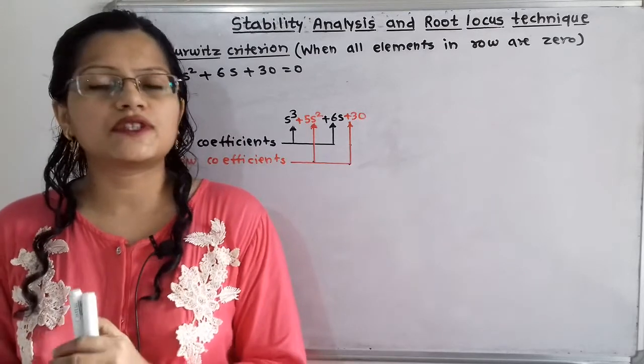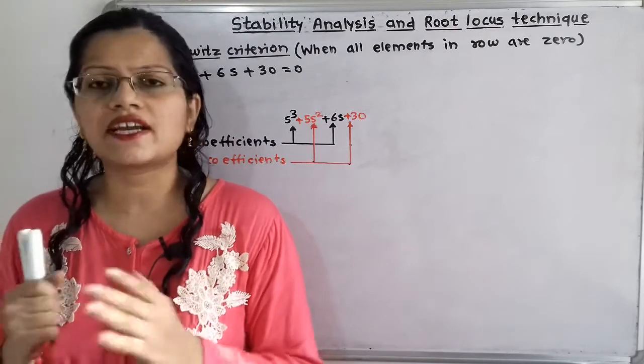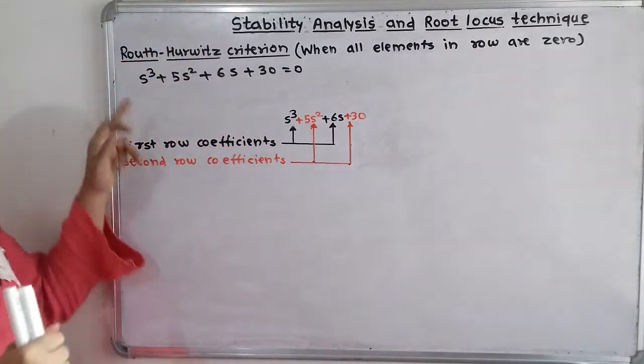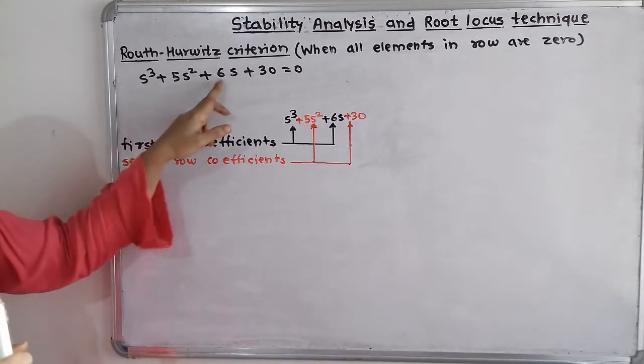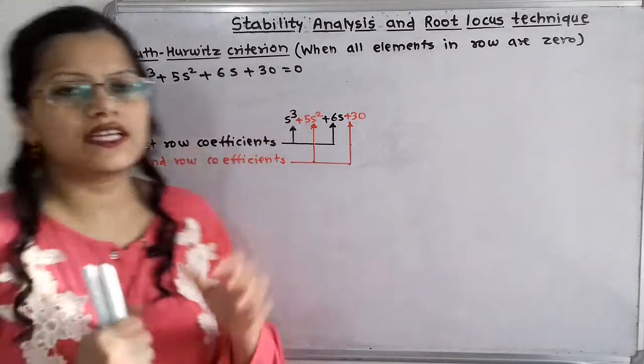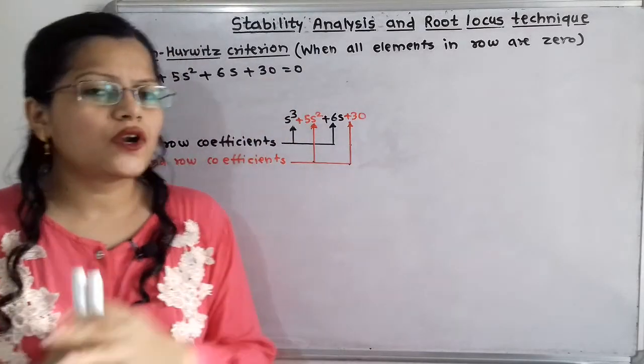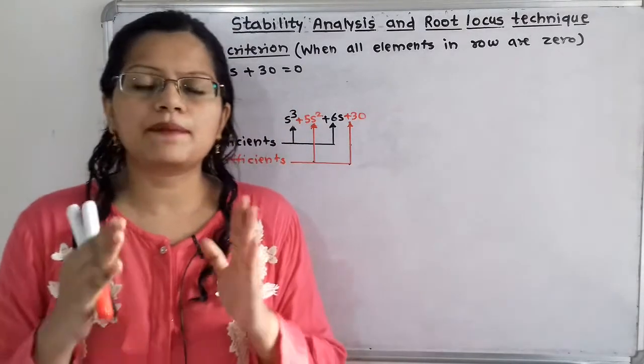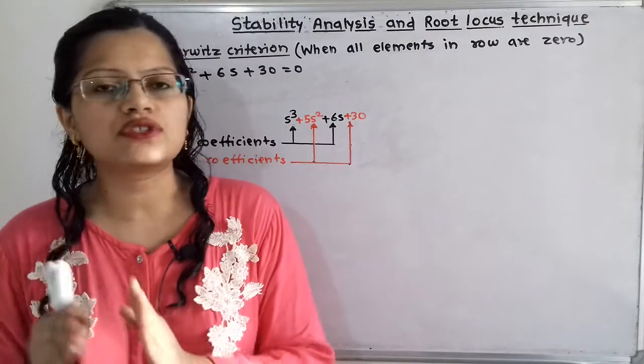Let us first observe the given characteristic equation for a system: S cube plus 5s square plus 6s plus 30 is equal to 0. So what is the first step? The first step is the formation of the Routh array.